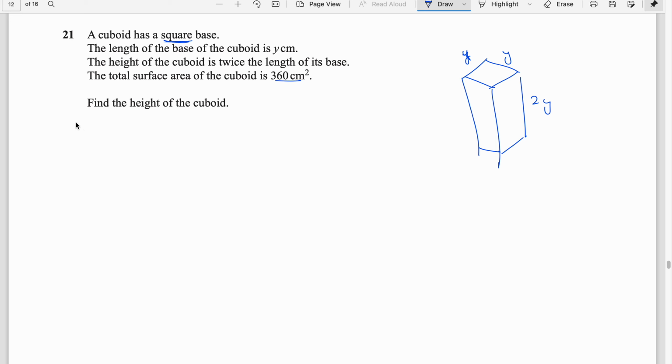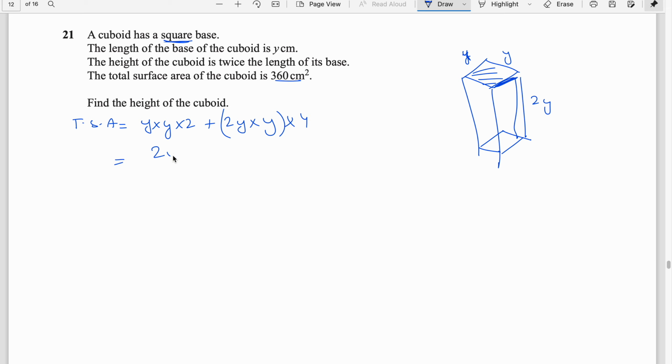So total surface area is basically we have this square face, which becomes y into y, and we have two squares at top and bottom, times 2, plus one of the faces has height 2y and length y, so 2y into y, and we have four such faces.